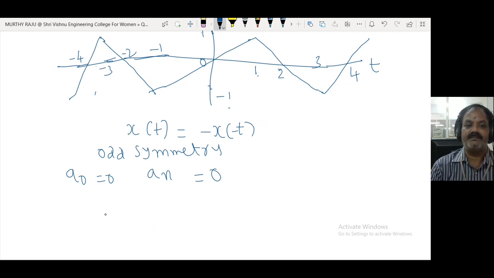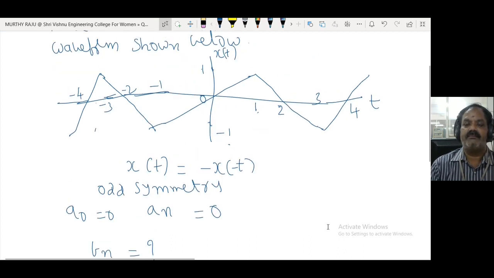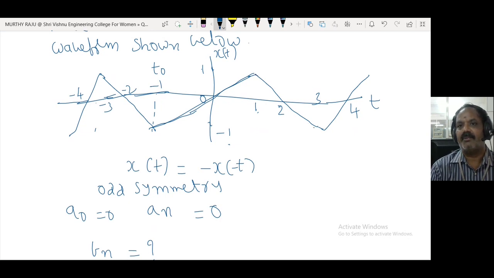Find out Bn. Here, first of all, you have to find out the time period of the waveform. In so many ways, the time period of the waveform is measured. Suppose here, this one is a t0. Starting waveform here like that. This one increases up to this point.